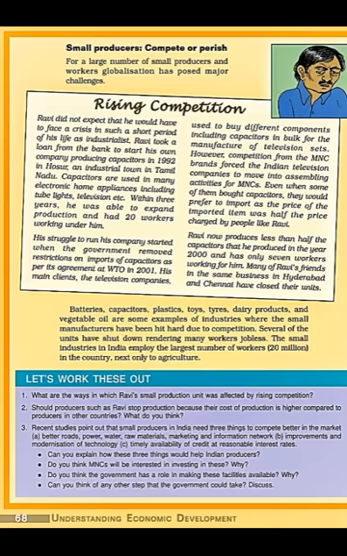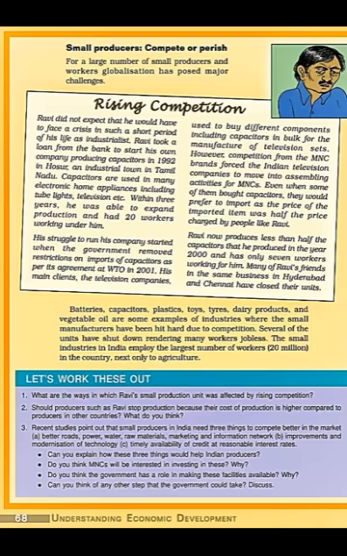So batteries, capacitors, plastics, toys, tires, dairy products, vegetable oils are some examples of the industries where the small manufacturers have been hit hard due to the competition. All these are products in which the small producers were affected. They were not able to survive, and several units have been shut down, rendering many workers jobless. So they lost their jobs also.